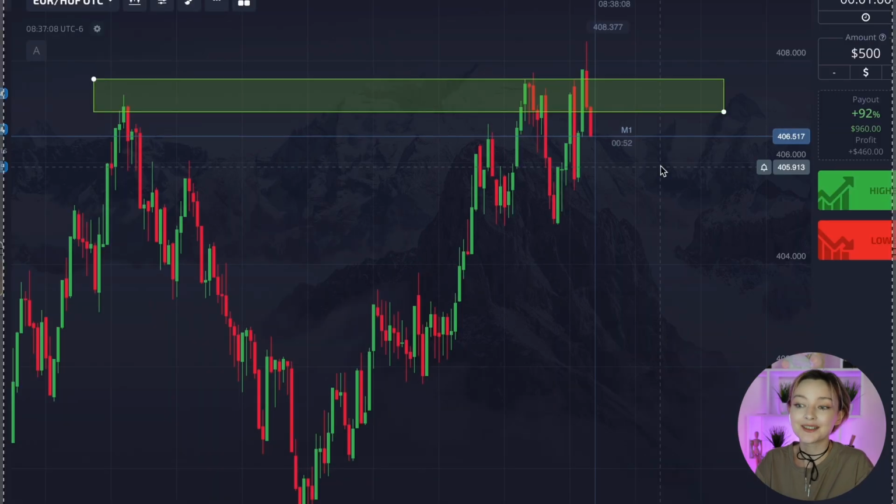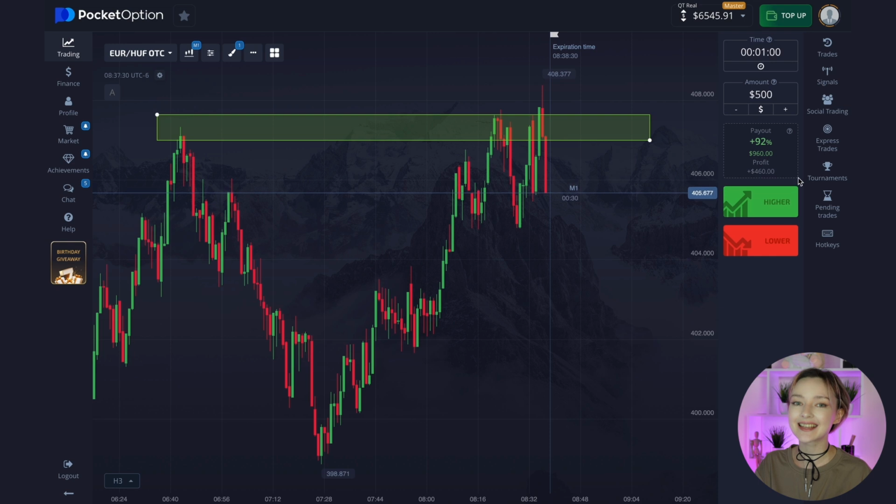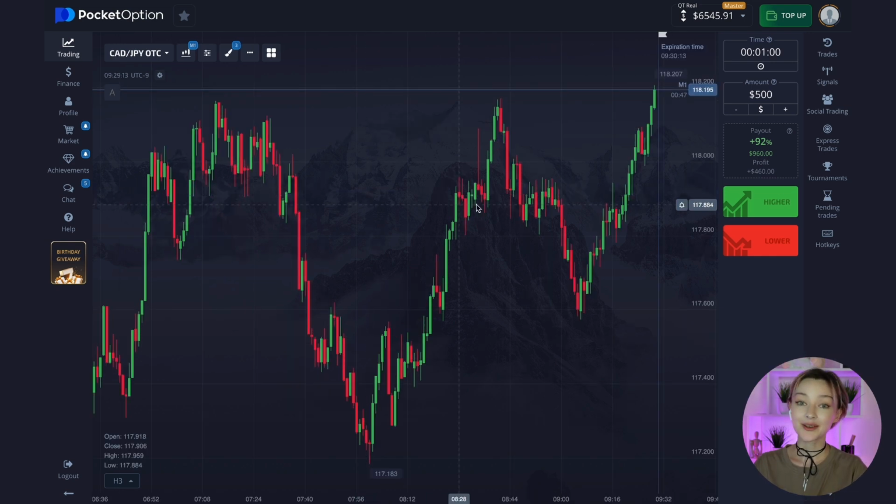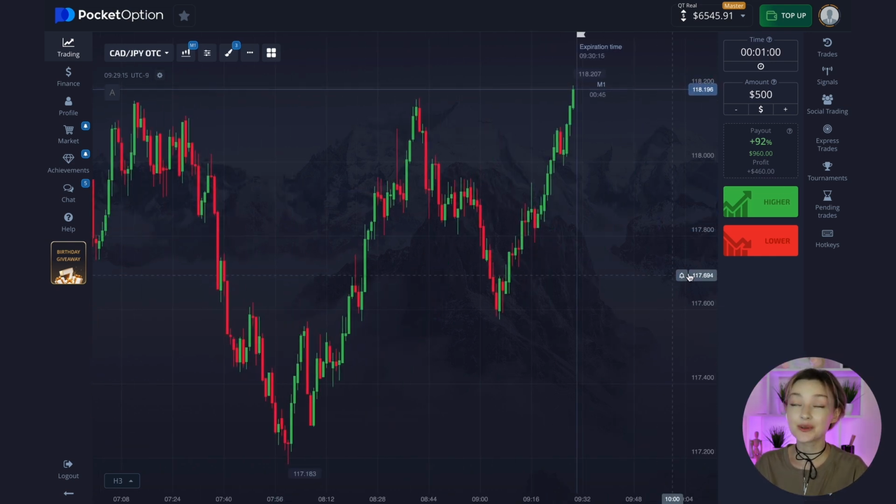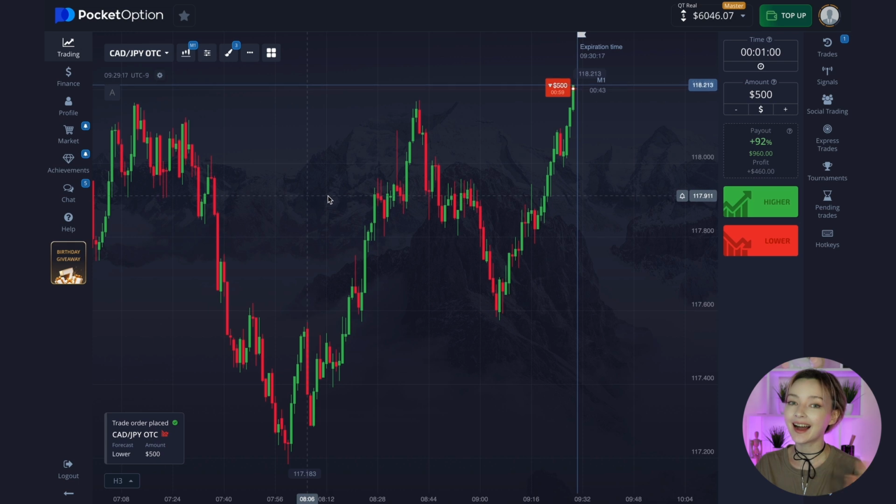We're just placing the trade in the direction the price would go into all of the previous times. In this particular case, we've seen the price lower from this area 3 times. So capturing the 4th time, I placed the trade downwards. The market displayed another correction and we earned $460.